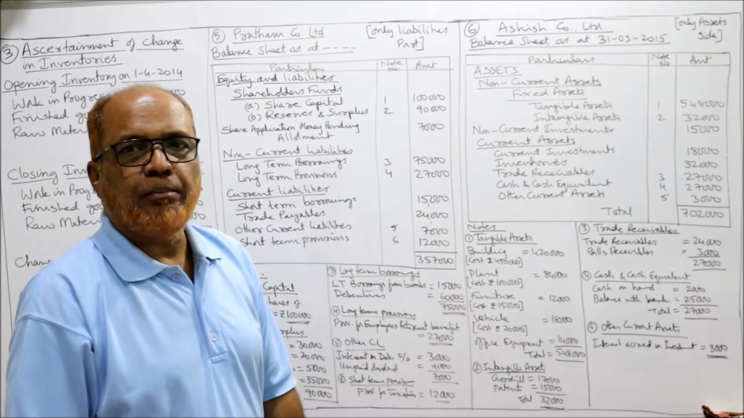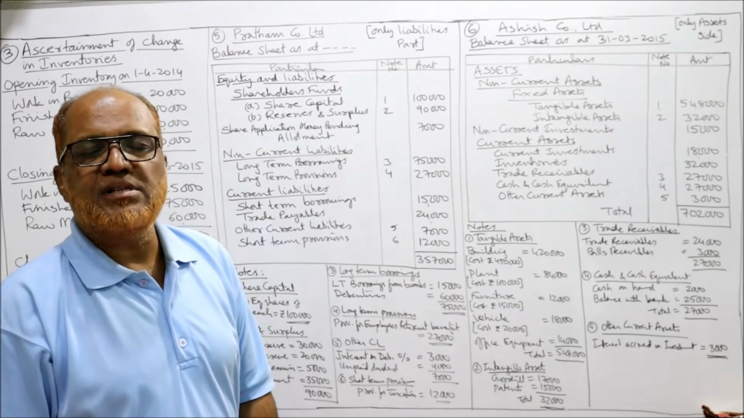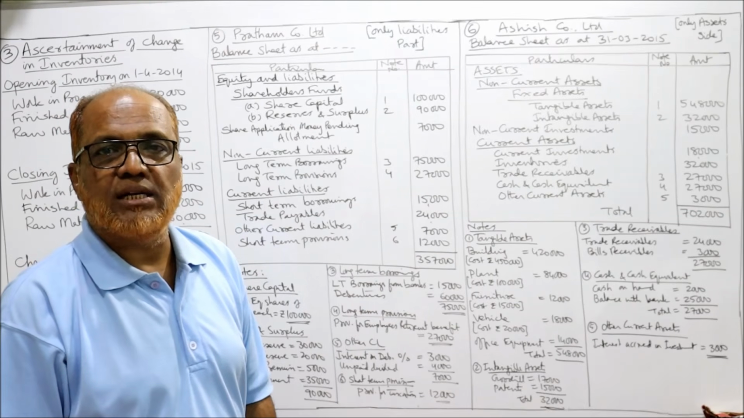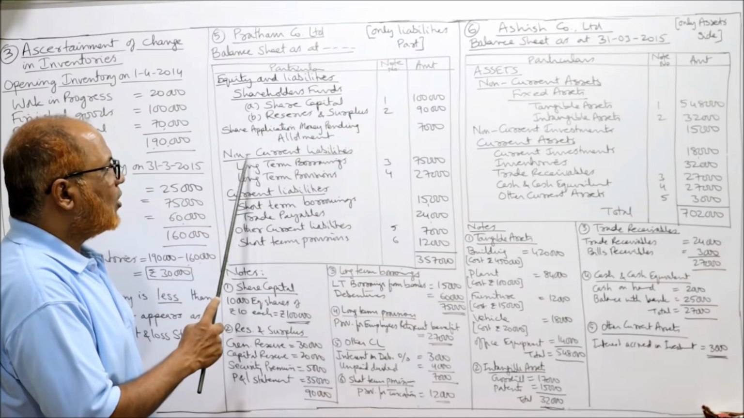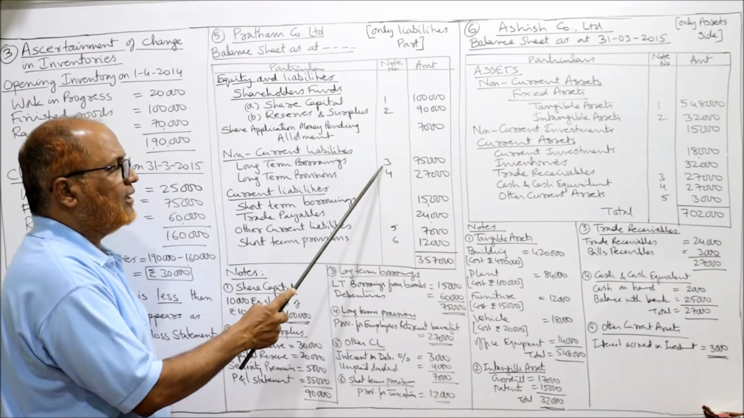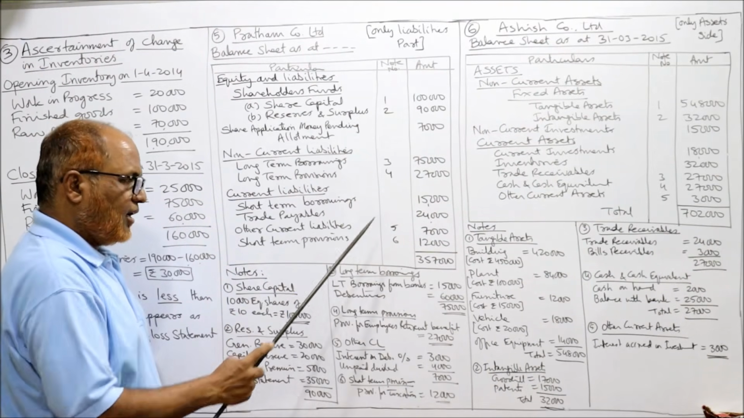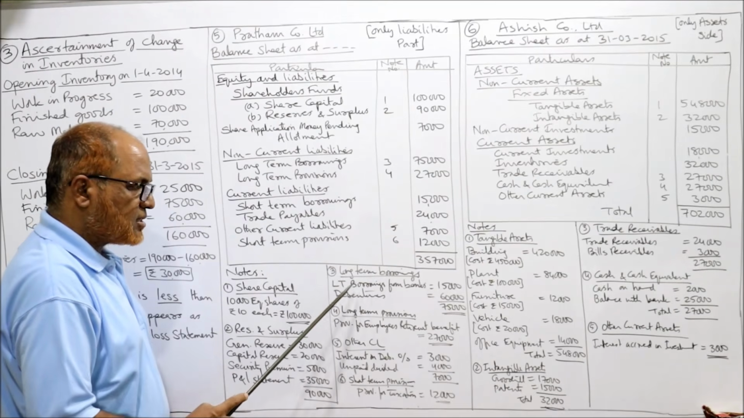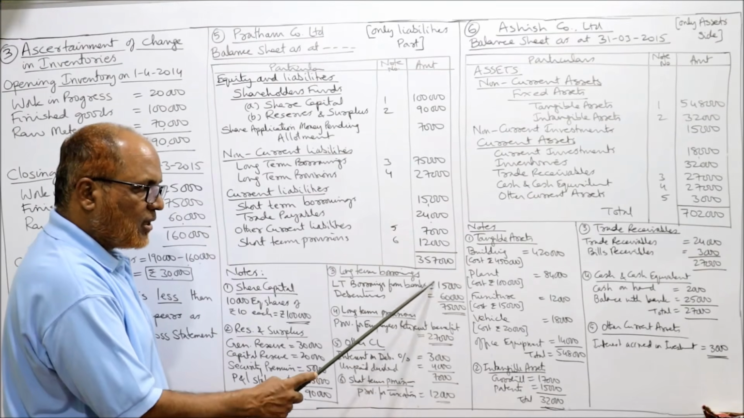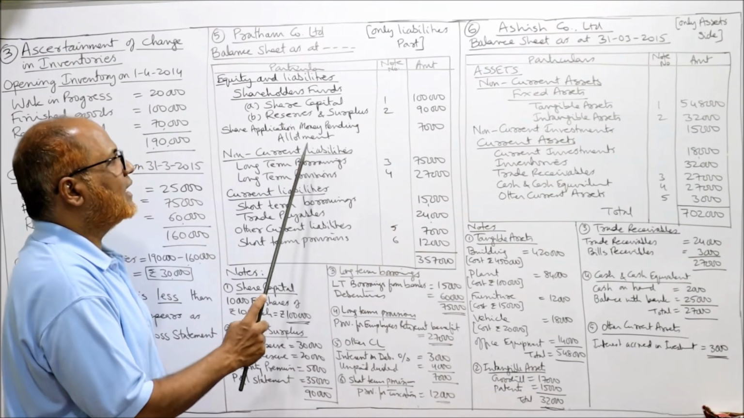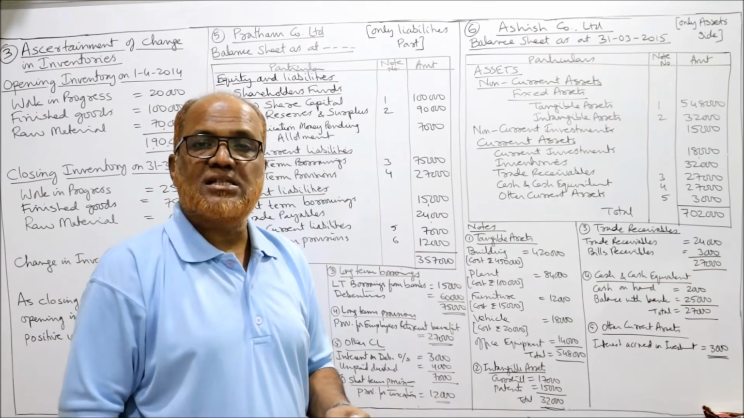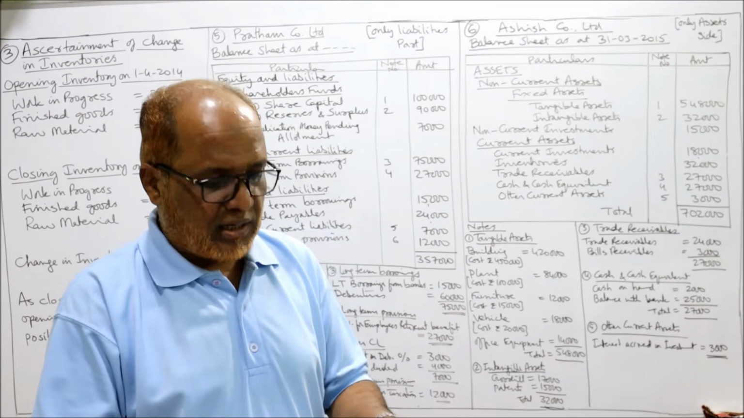Next item is 10% debentures. 10% debentures is long-term borrowings. It will come under non-current liabilities. So you can see here non-current liabilities, long-term borrowings. We have given the number 3 here. Note number 3. In note number 3 you can see long-term borrowings. Long-term borrowings from banks 15,000 and debentures 60,000. The total of this 75,000 will be taken under long-term borrowings 75,000. Right? So 10% debentures will be taken under long-term borrowings, non-current liability.